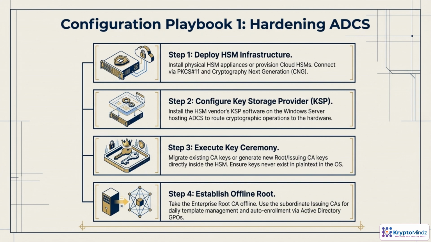Then run a formal key ceremony. Either migrate existing CA keys into the HSM, or generate new root and issuing CA keys directly on it. Those keys must never appear in plain text on the OS. Finally, take your root CA offline and rely on subordinate issuing CAs for day-to-day operations.